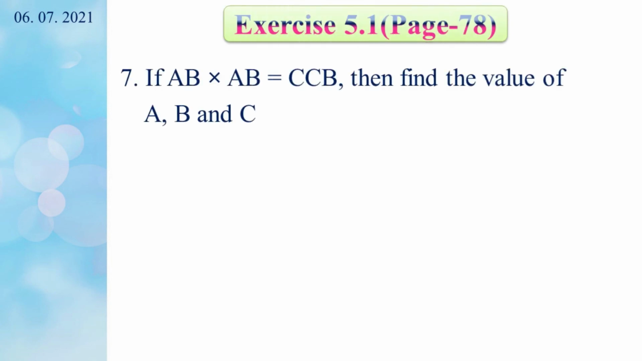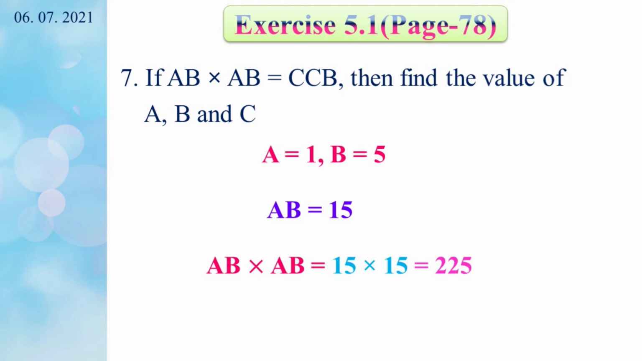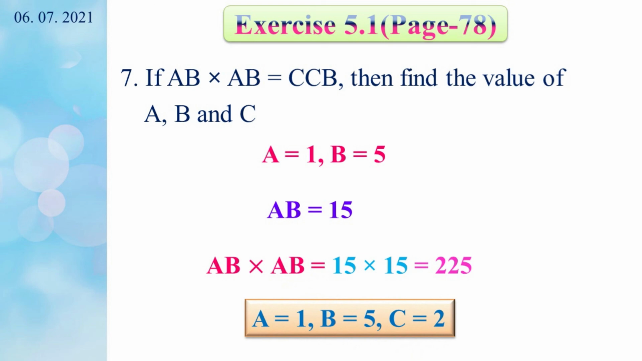Next sum. Seventh sum. If AB into AB equals CCB, then find the values of A, B and C. Now we consider A equal to 1, B equal to 5. AB is equal to 15. So AB into AB equals 15 into 15. We get 225. Here A is 1, B is 5. The answer is 225. 2 is C. So the value of A is 1, B is 5 and C is 2.